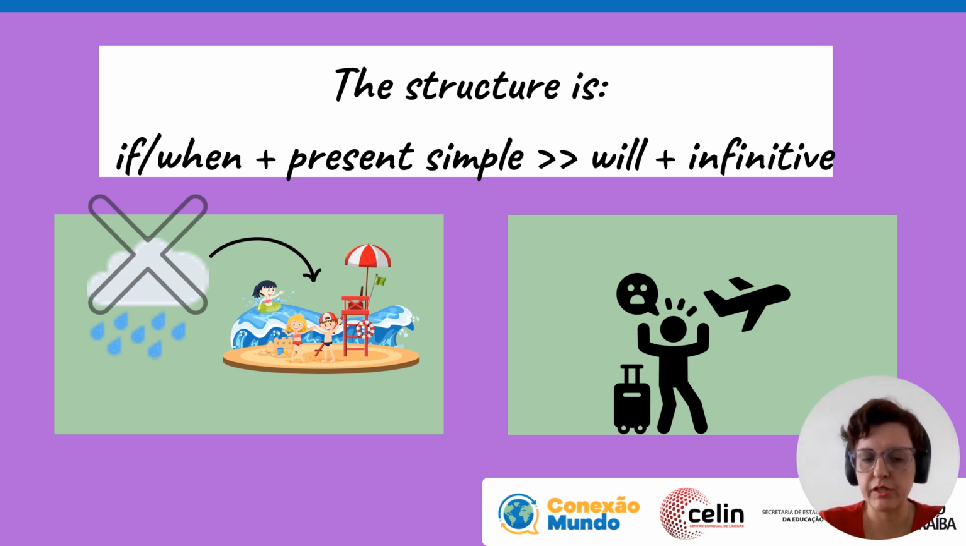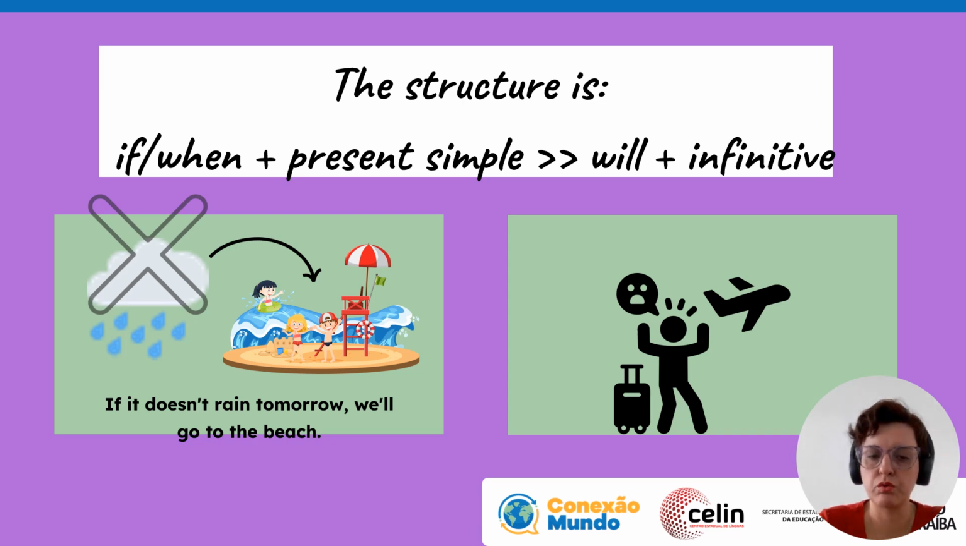Let's take a look at the first picture. Can you guess the situation there? Let's see. If it doesn't rain tomorrow, we'll go to the beach. Okay? Here we are talking about a future, a possible future. We are imagining what we are going to do in the future. Even though it's in our imagination, this is a possible situation. So in first conditional sentences, we talk about possible situations in the future, situations that can happen.